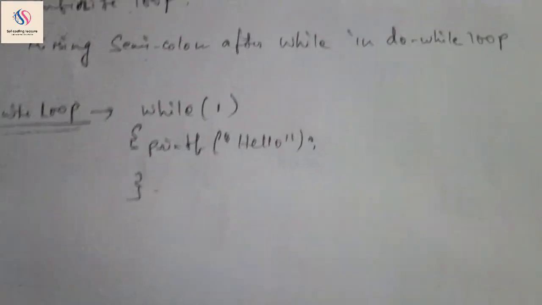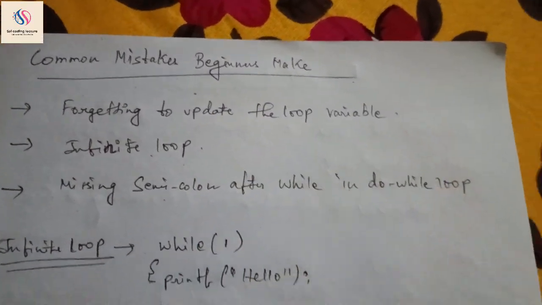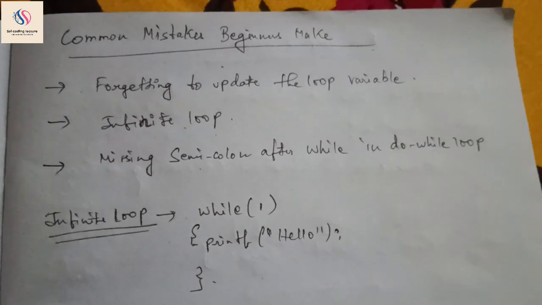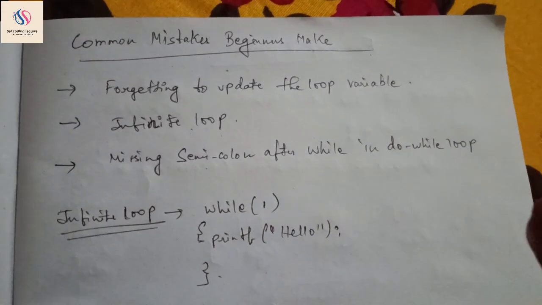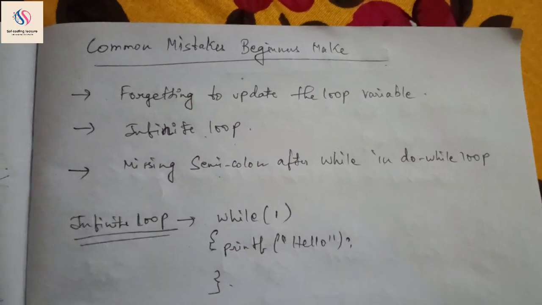Okay, now moving on to common mistakes beginners make. Here I have mentioned the things that happen when you are writing a loop for the first time, things which I have also faced, and I am showing what could go wrong.